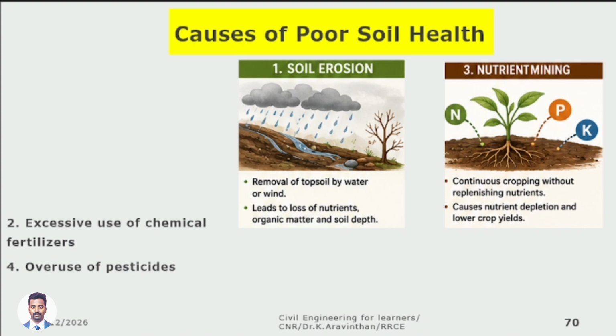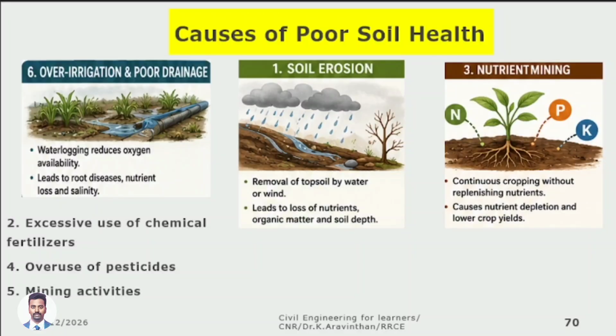And this is a second thing where poor health occurs: use of pesticides. Sir, too many pesticides are being used. This is one of the things. Mining activities are also done. The next thing is over irrigation. What do you mean by over irrigation? During heavy rainfall, the agricultural land is flooded. What will happen? If flooded water is there, the plants don't get oxygen. Sir, do plants need oxygen? Yes. The top part of the plant also needs oxygen.